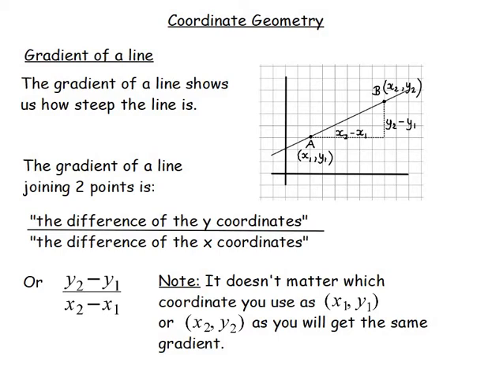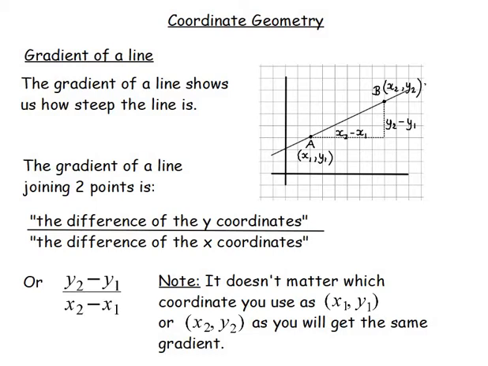So firstly, the gradient shows us how steep the line is. You can see from this diagram, I have 2 points on my straight line, A and B, and they're written as coordinates. So remember, a coordinate is always your x value and then your y value. And you can see A has x1, y1, so basically this is my first coordinate, and x2, y2, so this is the second coordinate.